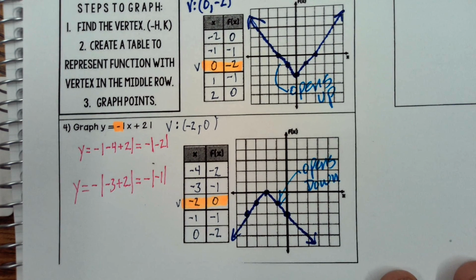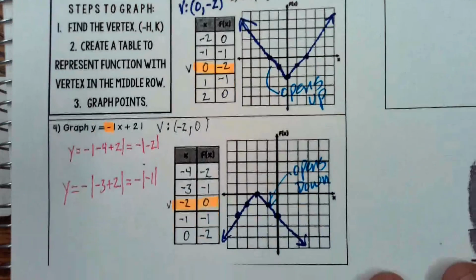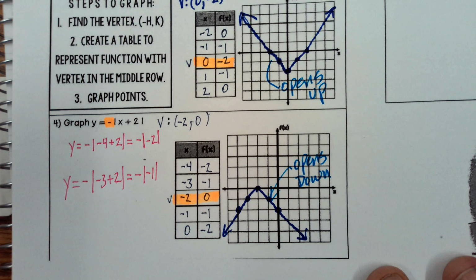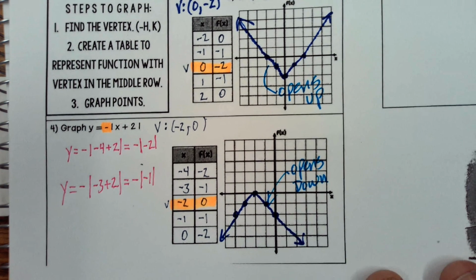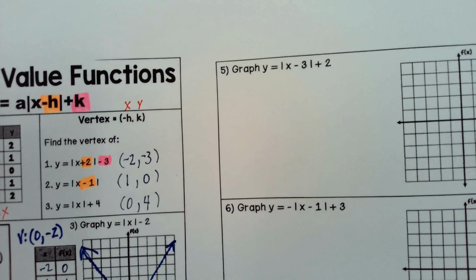Let's try some more. Is anyone still writing this down? Allison, were you done? Okay. Let's move on to number 5 then. Let's get that vertex.